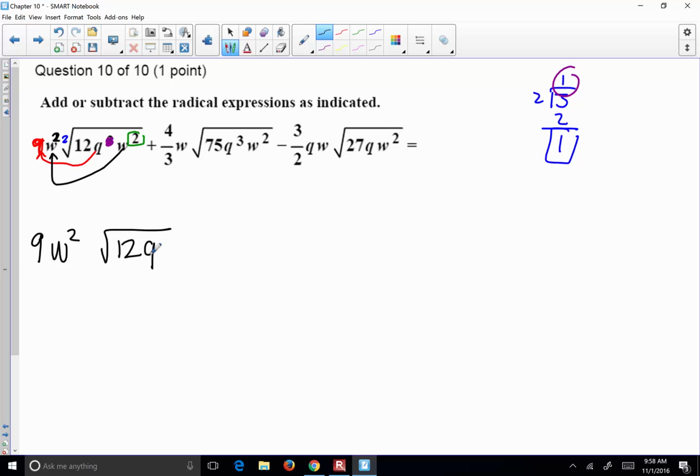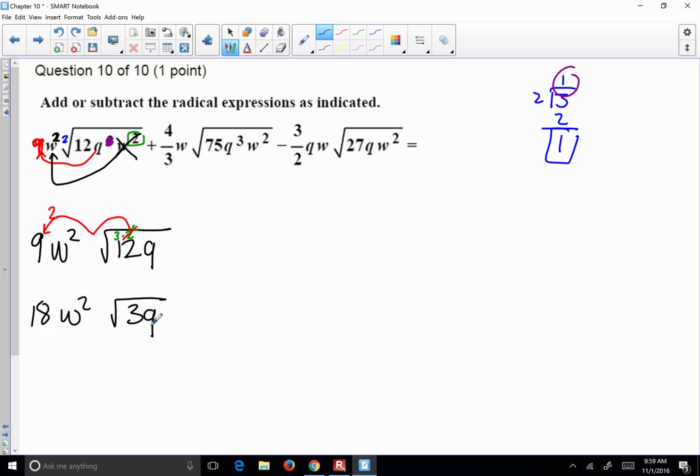No, I missed something. We need to break down 12. 12 is 3 times 4, or 3 times 2 squared. So 2 squared will join this group right here as 2. 2 squared will be 2. And the only thing left will be 18 w squared 3q here.